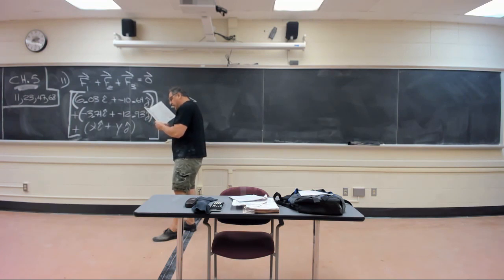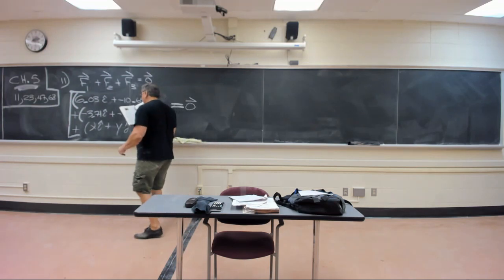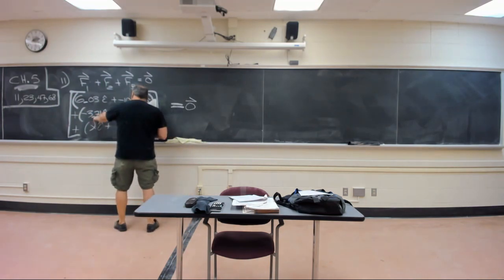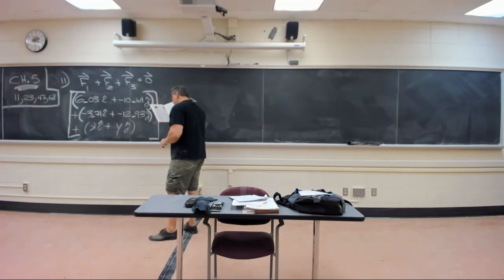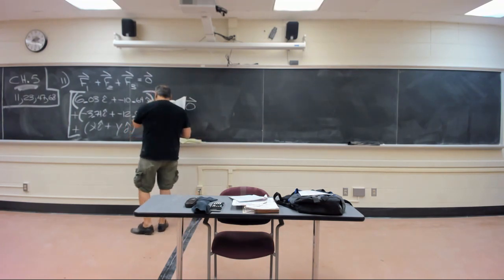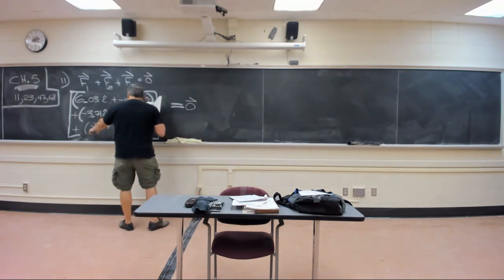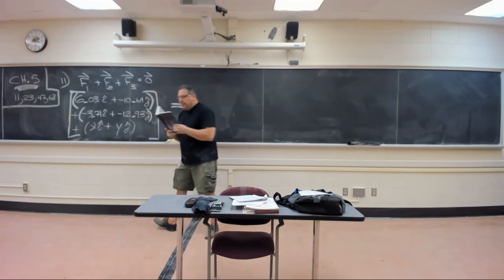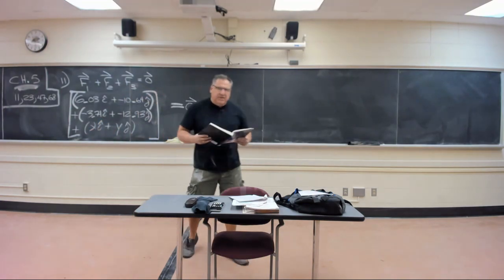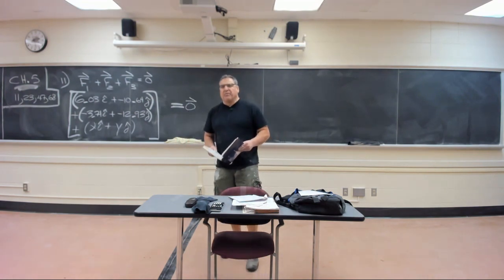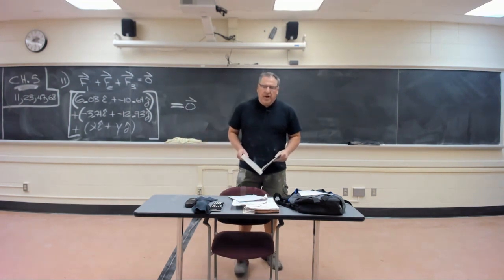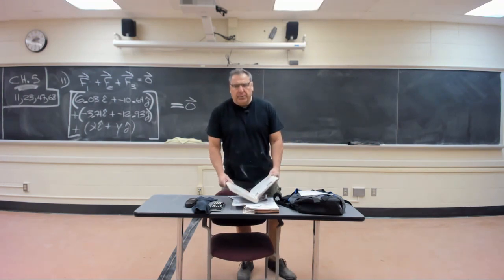F sub 2 vector is negative 3.71i plus negative 12.93j, also in newtons. And F sub 3 vector, we don't know what it is, but they're saying when you add all three vectors together, the resultant force acting on the object is equal to the 0 vector, 0 newtons. So they're all going to cancel each other out when you add all three of the vectors together.